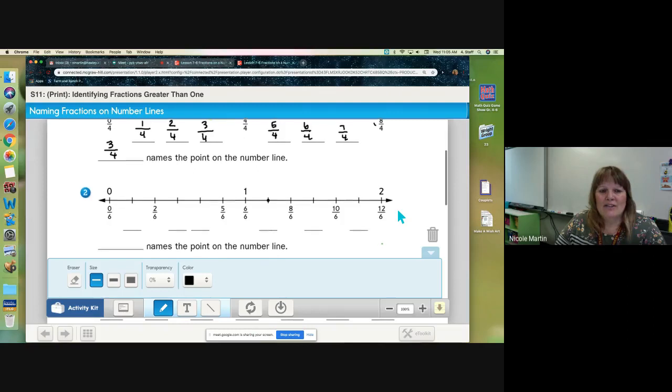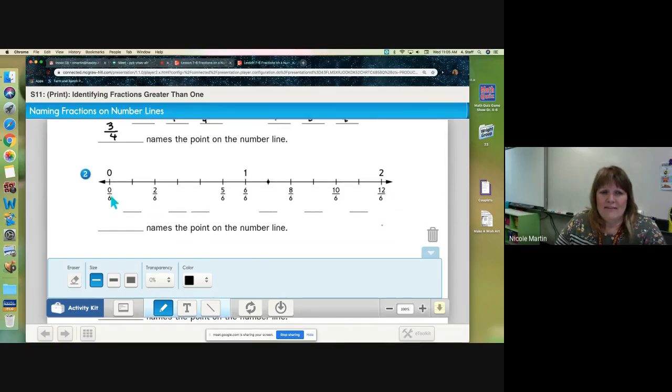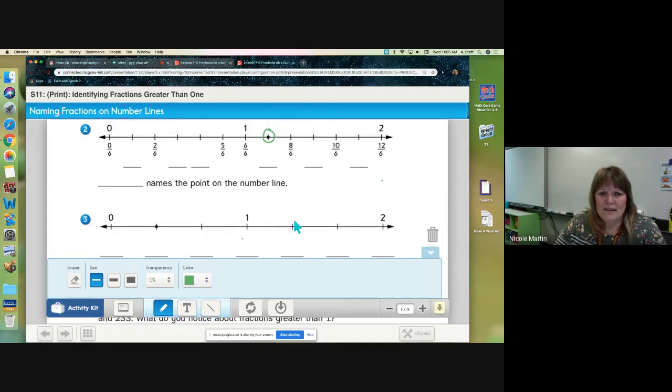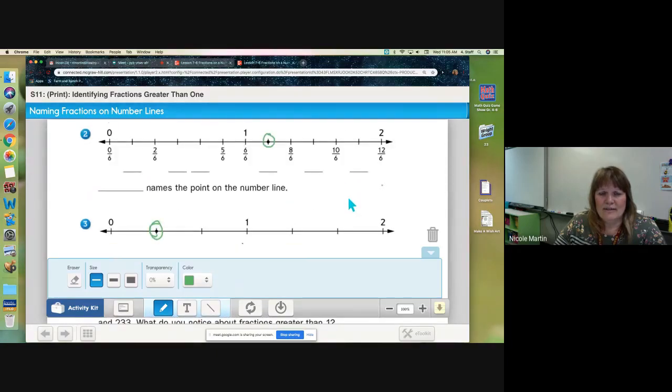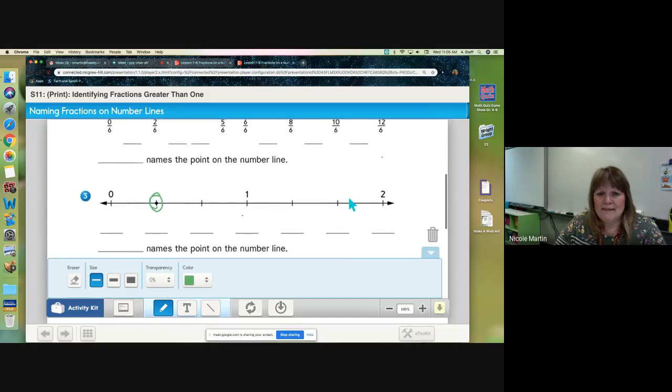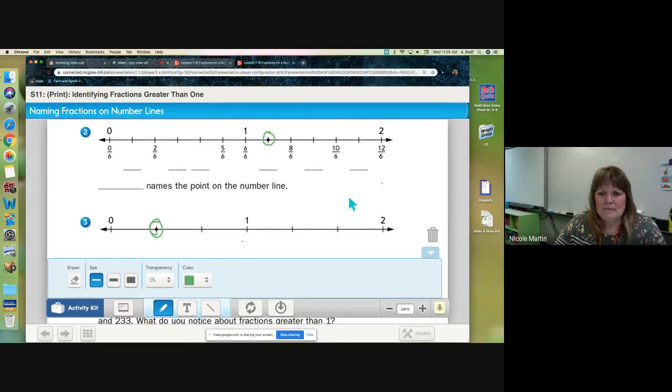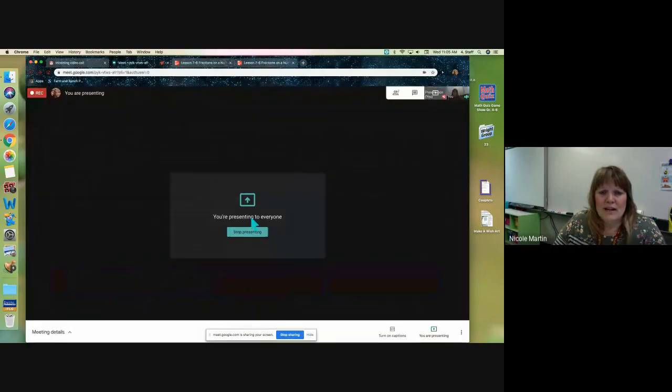Okay, I want you to try 2 and 3 on your own. They've given you hints. We're looking for the point number. So here's the point number on number 2. And here is the point number on number 3. Okay, give those a shot on your own. You don't need to take a picture of them. You can show moms and dads later when you have some time. So again, try those 2 on your own.